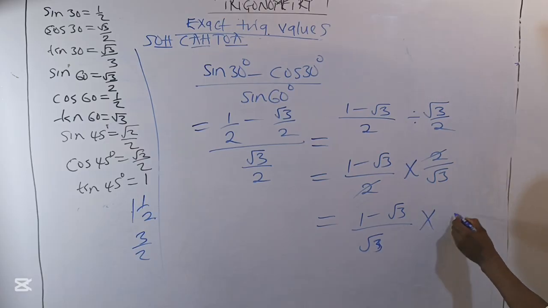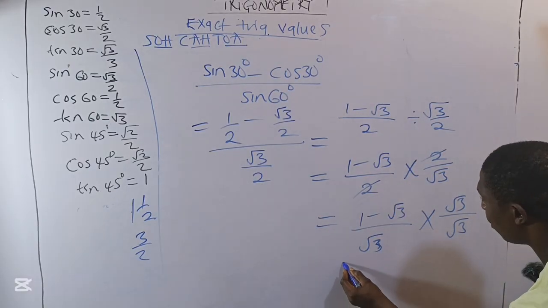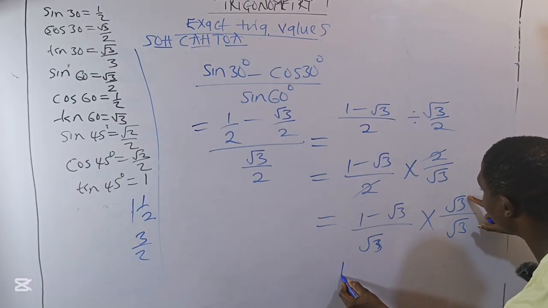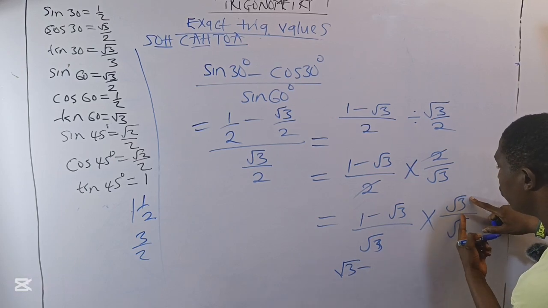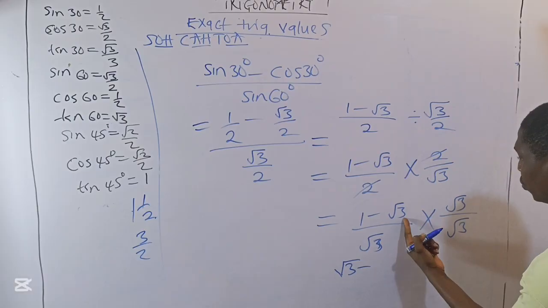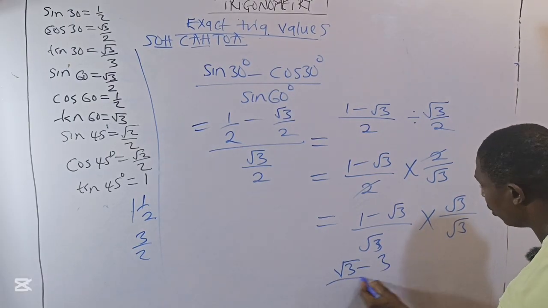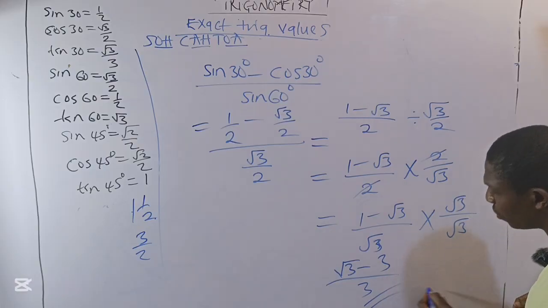I will rationalize. So I'll multiply it by root 3, and I'll multiply it by root 3. And if I do that, I'll have 1 times root 3 will give me root 3. Minus root 3, root 3. Minus plus is minus. Root 3 times root 3 will give me 3. All over, root 3 times root 3 will give me root 9, which is 3.